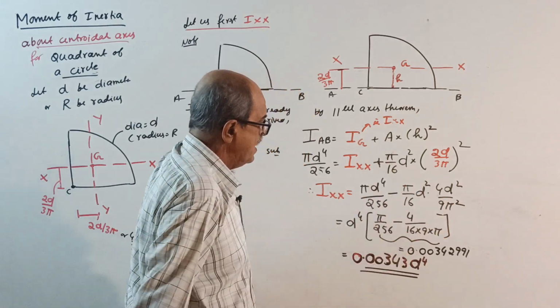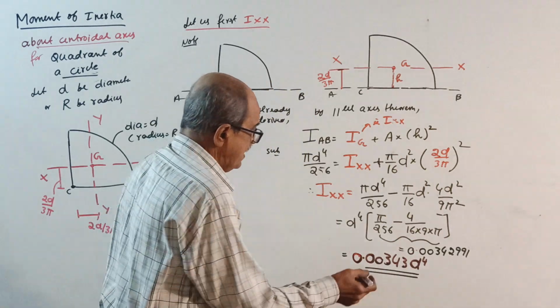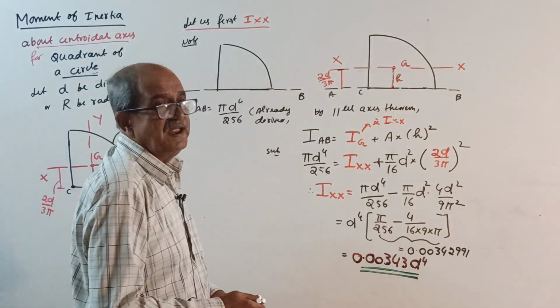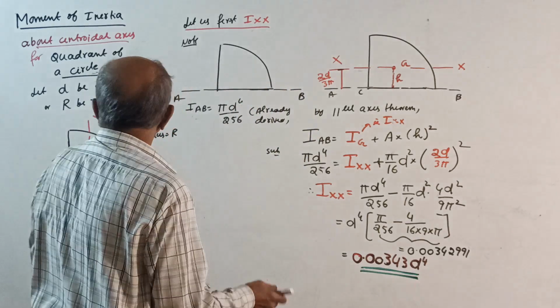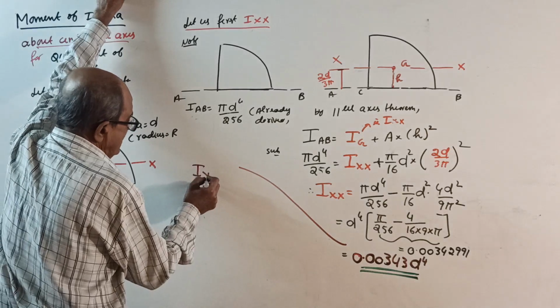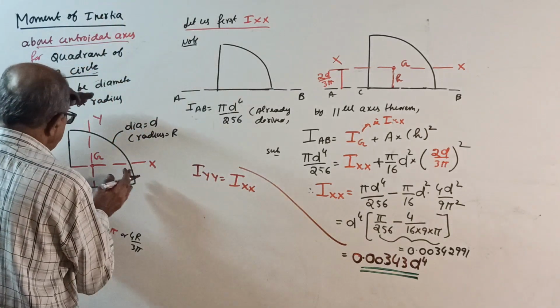This will come 0.0034299, or very popularly people take it 0.00343 d power 4. That is I about xx. Then write I about yy is equal to I about xx. See, no calculation.